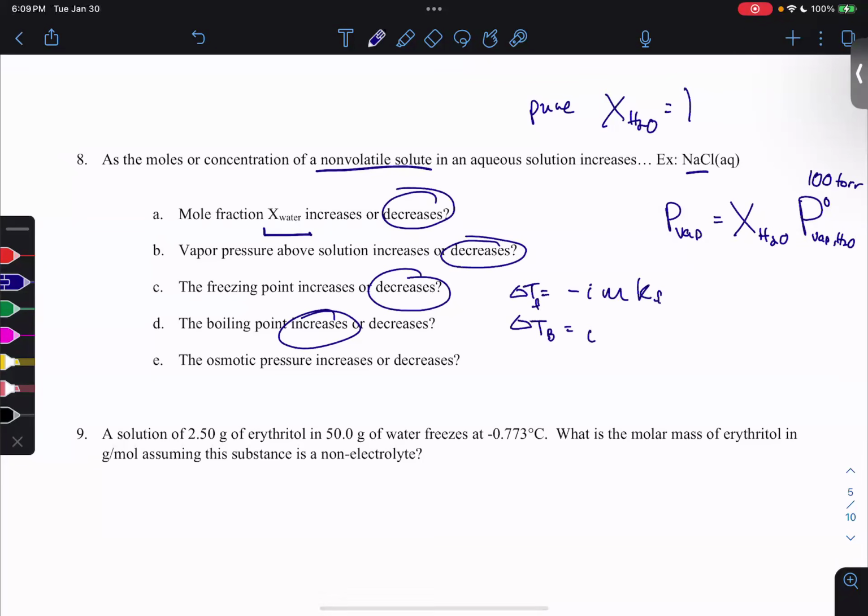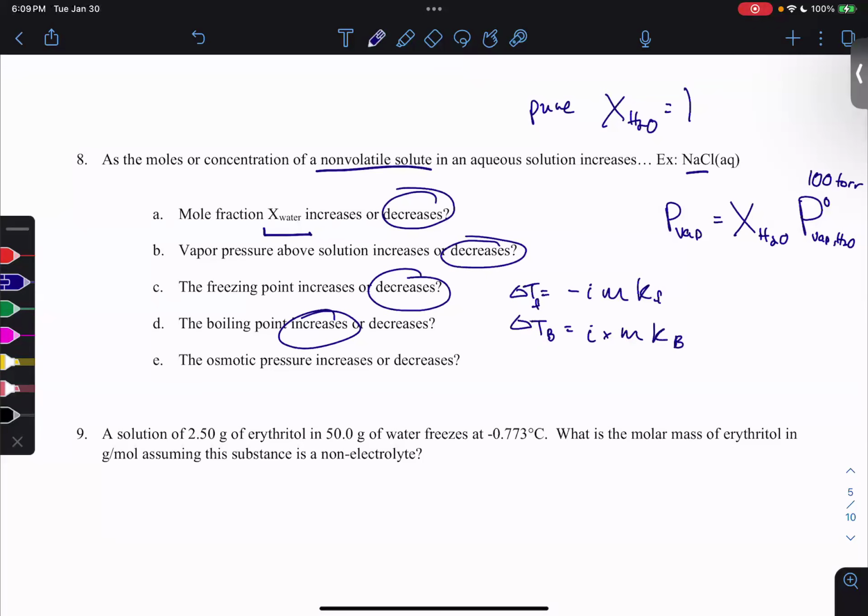It's the same equation, it's just that you use a different K constant. So i times m times Kb. And again, as m increases, your change in boiling point increases as well. Both of those increase proportionally. And then finally, osmotic pressure.